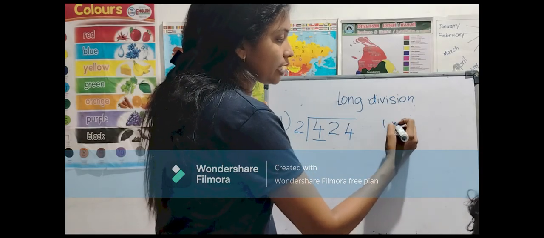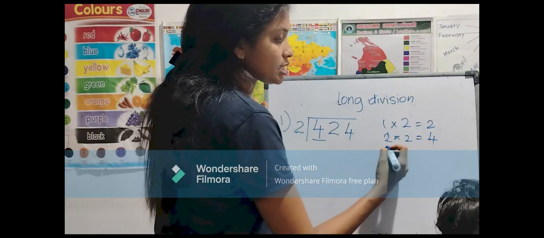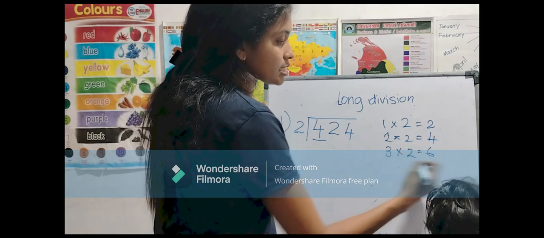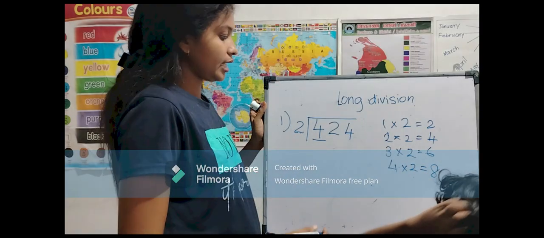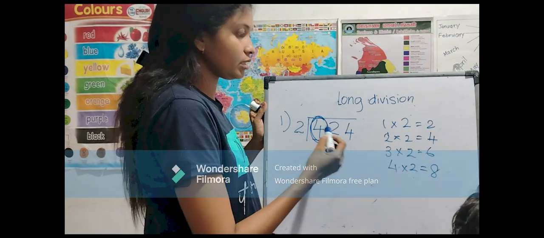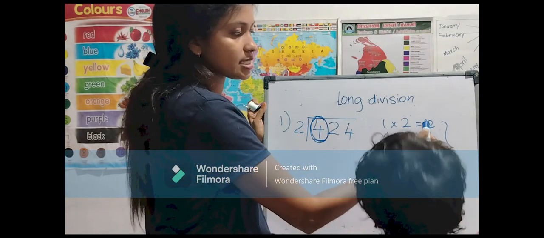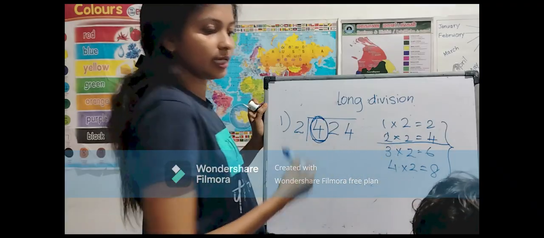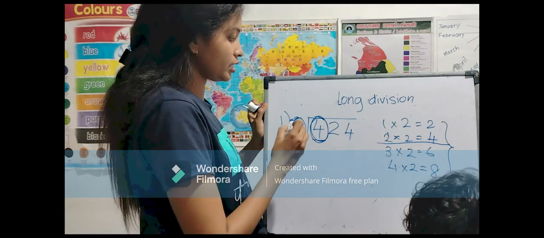Then 1 times 2 is equal to 2. 2 times 2 is equal to 4. This is the multiplication table. 3 times 2 is equal to 6. 4 times 2 is equal to 8. Then you want to observe where number 4 is in these numbers. We can take it from here. We want to consider the second multiplication table.